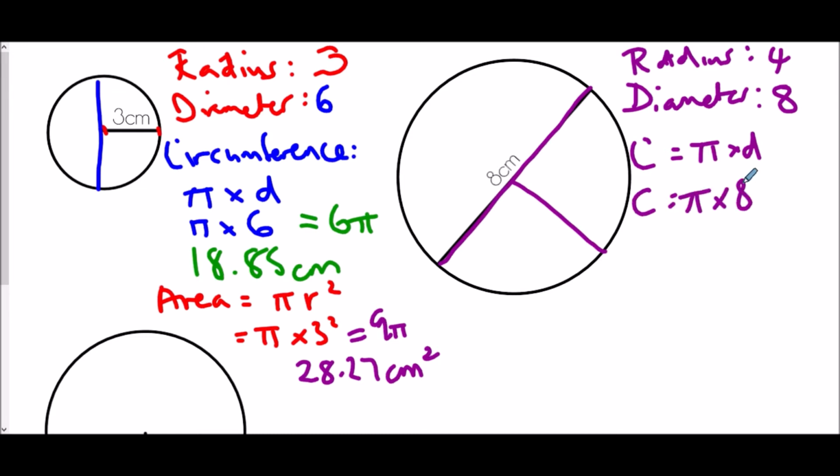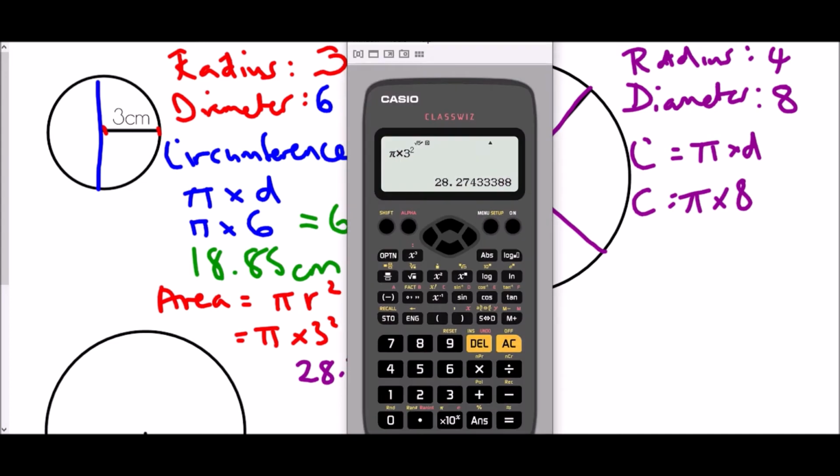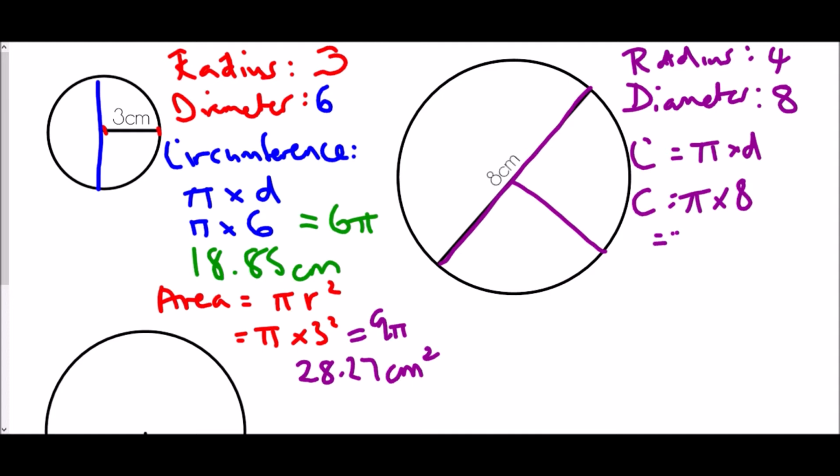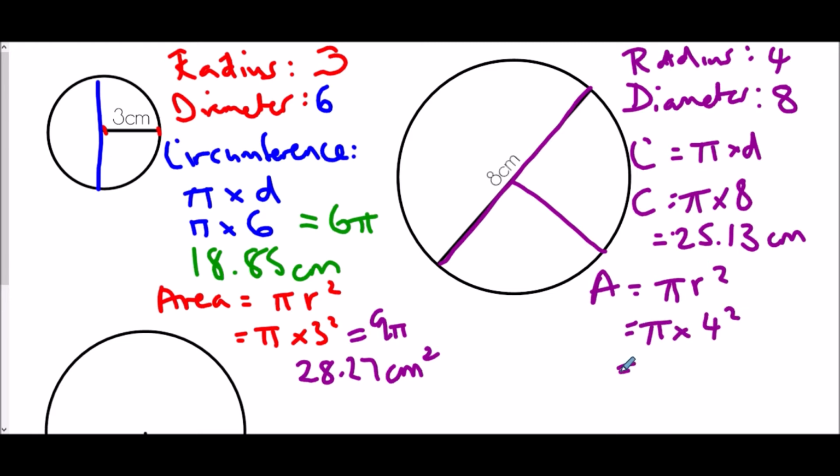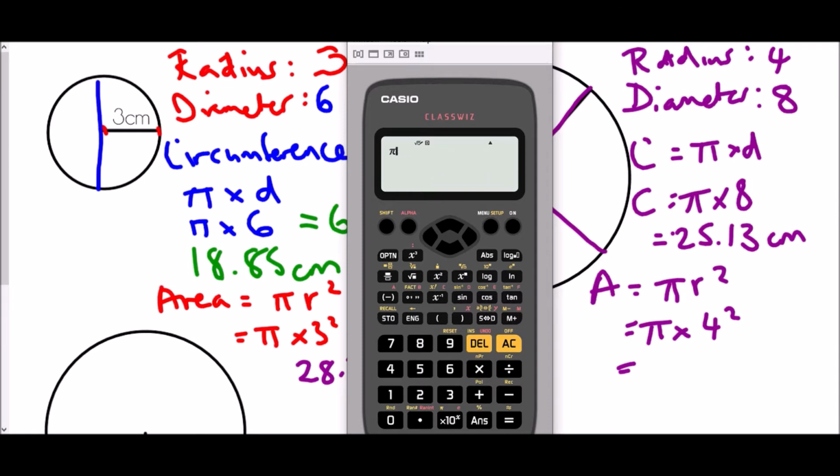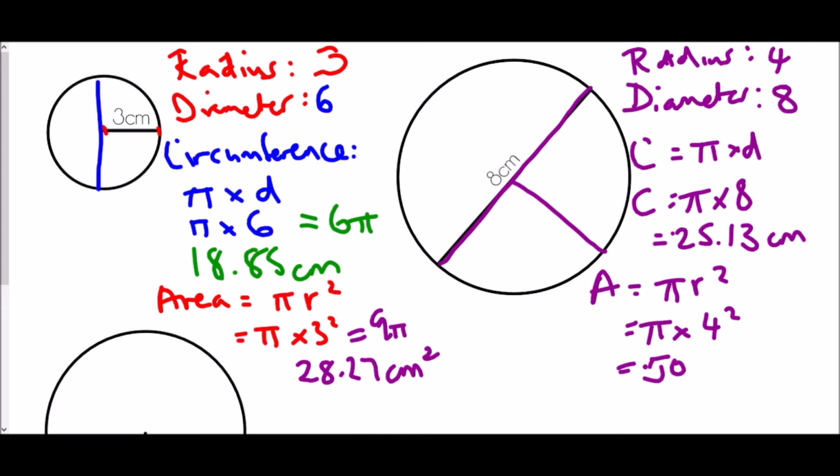The circumference is pi times diameter, and so circumference in this case is going to be pi times 8, which is quite obviously 8 pi, but again, if we jump to our calculator, pi times 8 is 8 pi, or 25.13. So in this case, 25.13 centimetres. The area, well, that is pi r squared, and so we've got pi times 4 squared. Pop that into our calculator. Pi times 4 squared equals 16 pi, or 50.27 centimetres squared.